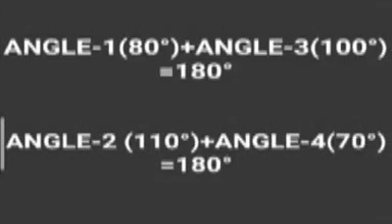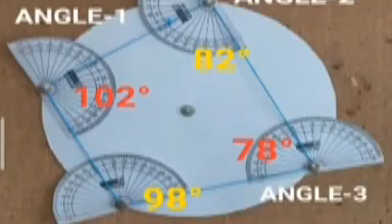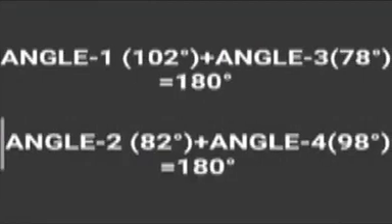Angle 1, 80 degrees, plus angle 3, 100 degrees, equals 180 degrees. Angle 2, 110 degrees, plus angle 4, 70 degrees, equals 180 degrees. Angle 1, 102 degrees, plus angle 3, 78 degrees, equals 180 degrees.